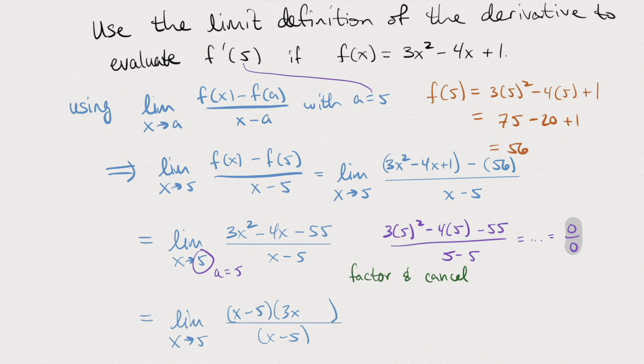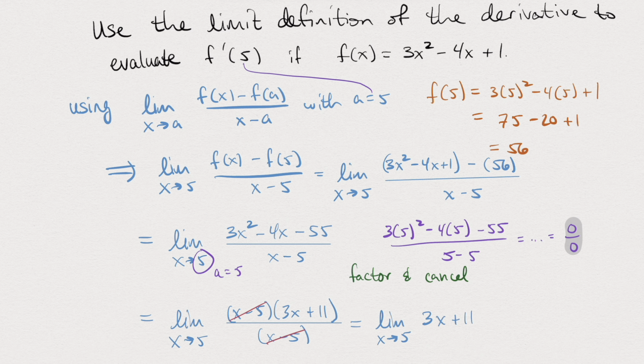So if that is an x minus 5, we're going to need a 3x in the first term of the second factor, and we're going to need a plus 11 in the second term. And now we're just going to double check if we FOIL this out, do we get the 3x squared minus 4x minus 55? So that checks out. Now we have factored, so we get to cancel.